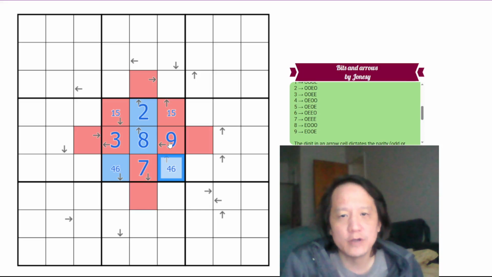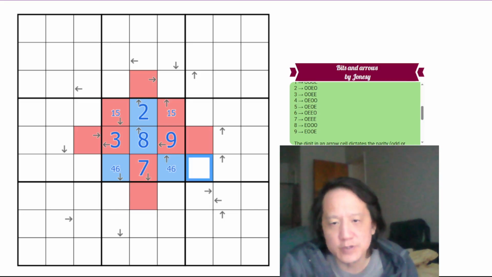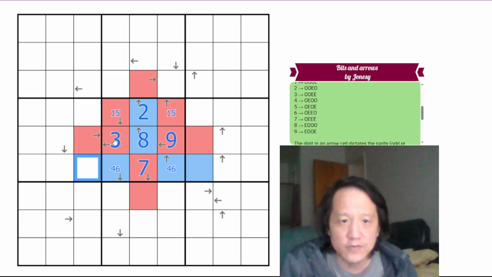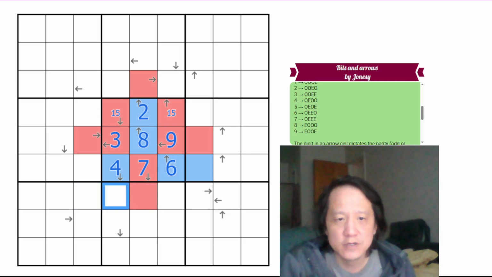4 would be odd, even, odd, odd. So this is guaranteed to be even. Or then odd, even, even, odd. So this is odd. Okay, so this is odd, even, odd, odd. So this must be 4, which makes this 6. So this is odd, even, odd, odd for the 4. This is odd, even, even, odd for the 6.